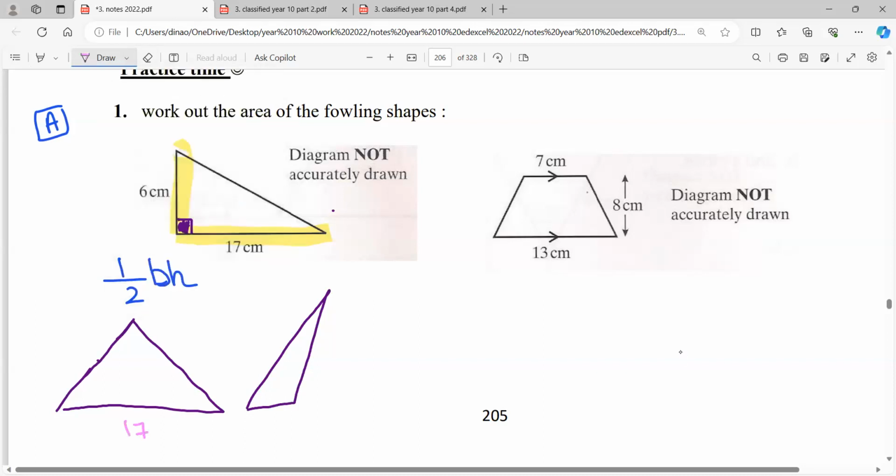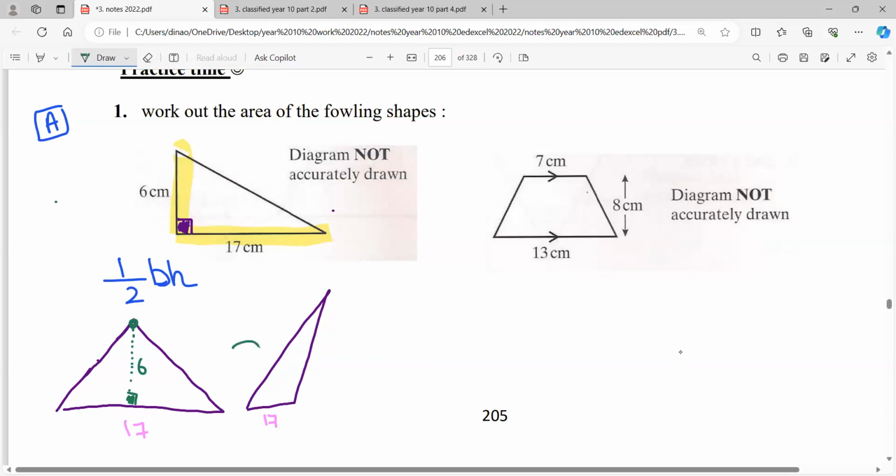Now, this is your base over here. Taban, this is totally not to scale. Okay, so this is 17 as well. Now, where is the height? The height is the perpendicular distance from the highest point to the base. There goes your height, which is 6 centimeters.